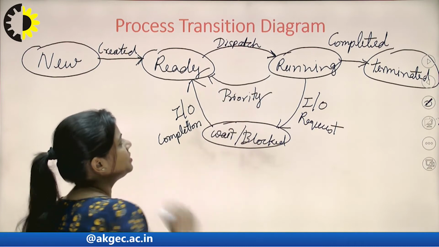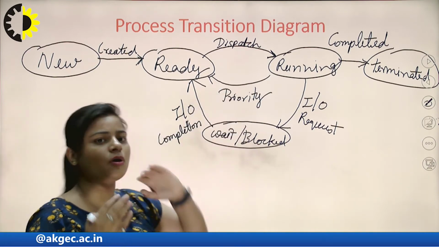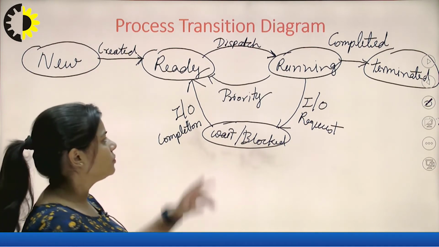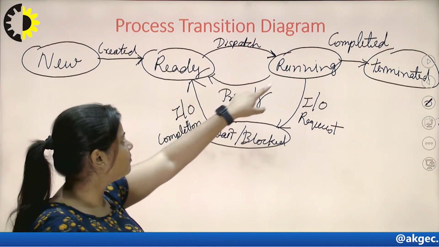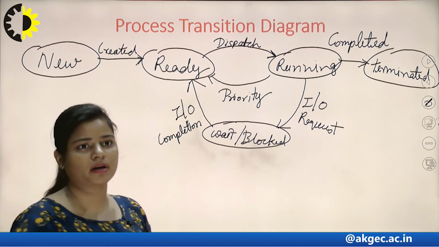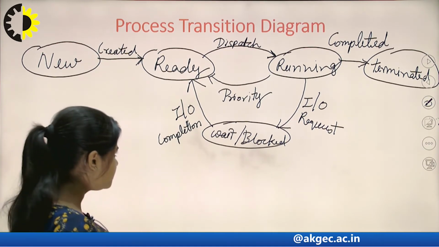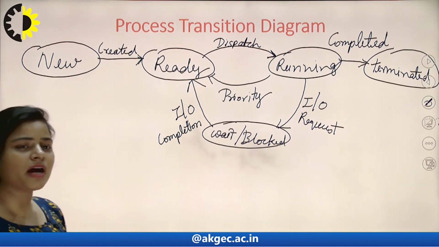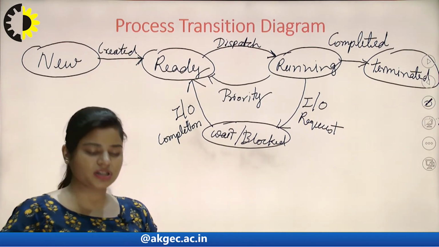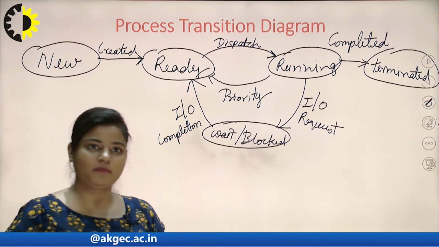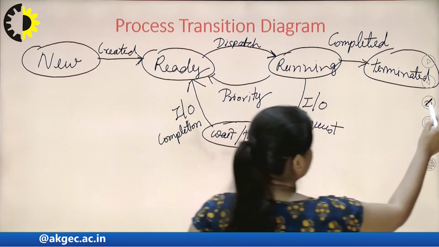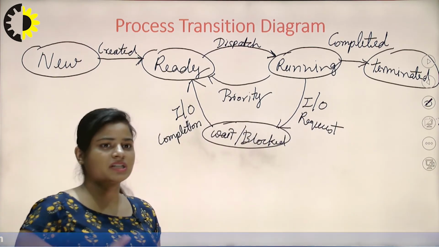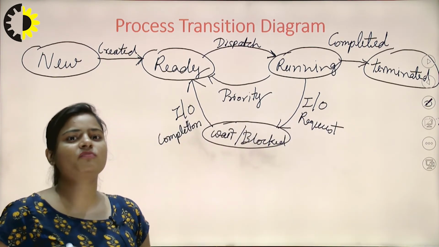Whenever a higher priority job comes toward the running state and a lower priority job is already running, due to that priority problem the lower priority job gets back to the ready state. Okay, so this is the basic architecture, but here we also have two more states, which are suspended ready and suspended block. So let's create these.